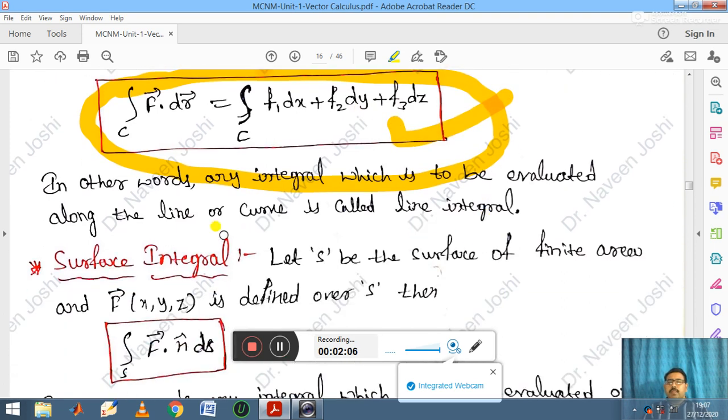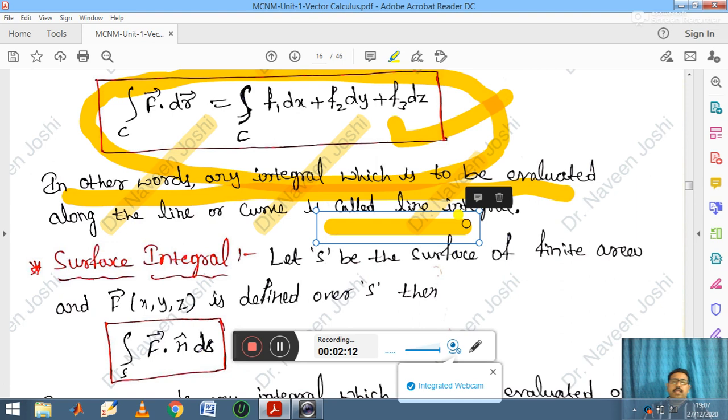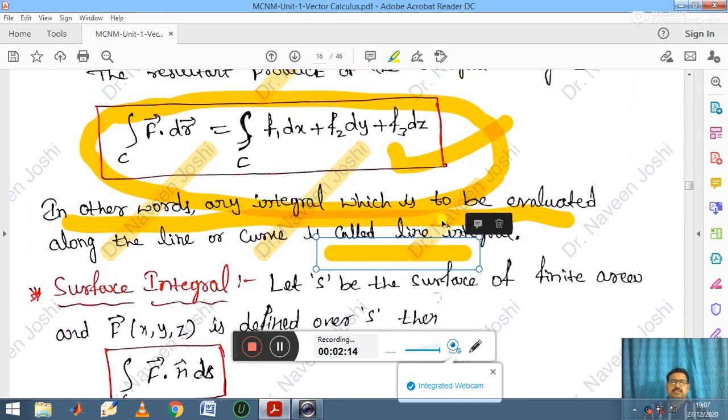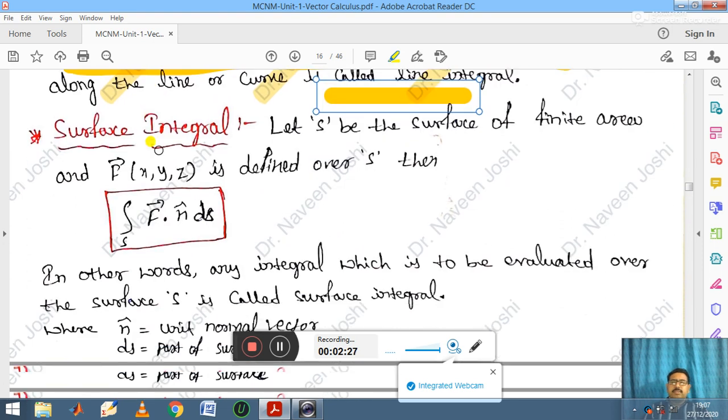Okay, then in other words, any integral which is to be evaluated along the line or curve is called line integral. So here you just need to remember the notation f dot dr. Integral f dot dr refers to line integral. So you are integrating line by line. That is the meaning. Okay.